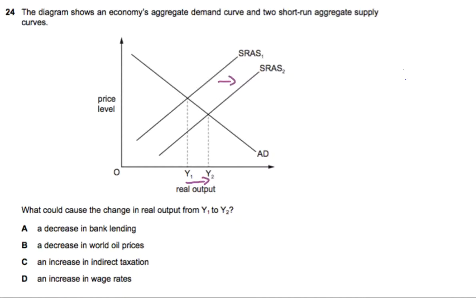So when the world oil prices decrease, that means that it is now cheaper to produce more volume of goods and services, and so that would lead to a rightward shift of the short-run aggregate supply curve, and that would lead to an increase in the real output from Y1 to Y2. And so the correct option for this question is option number B.